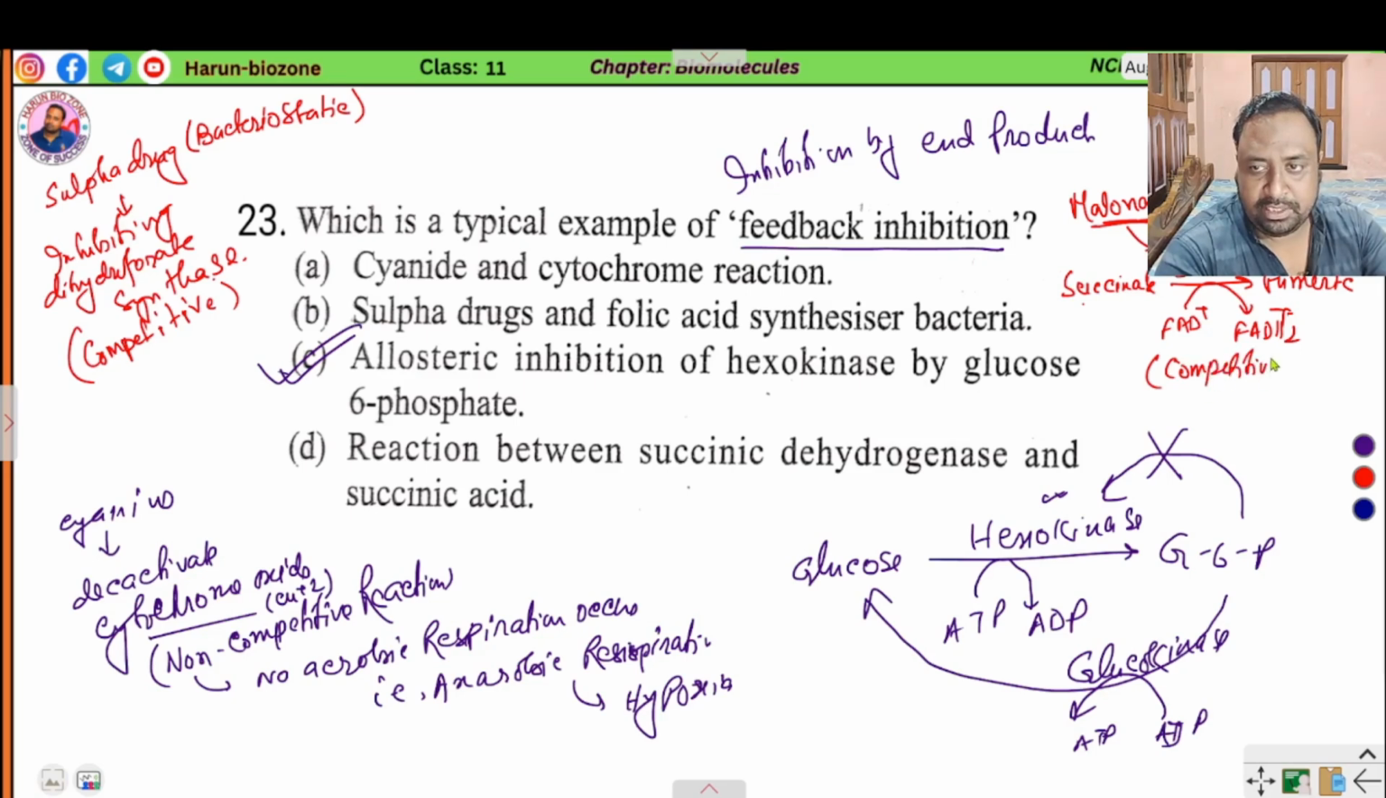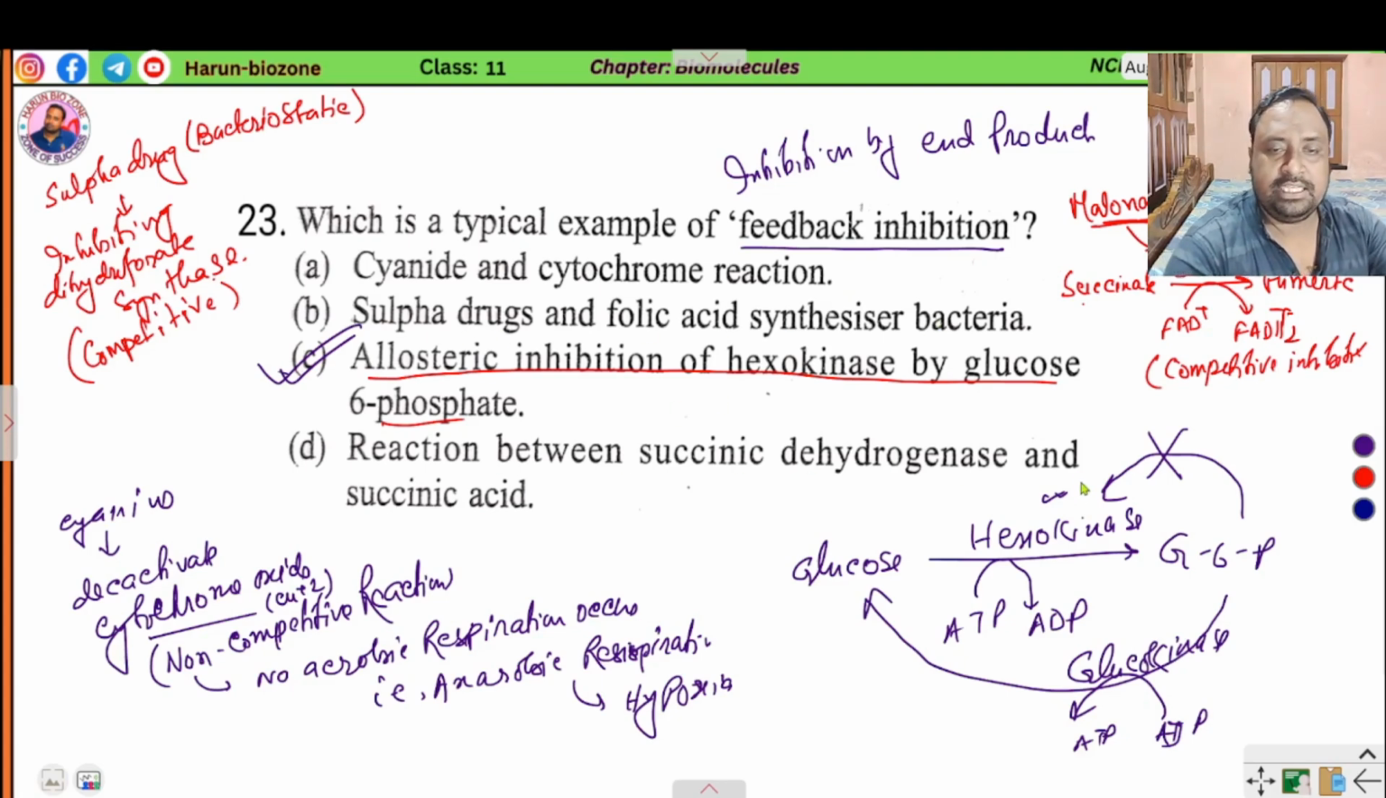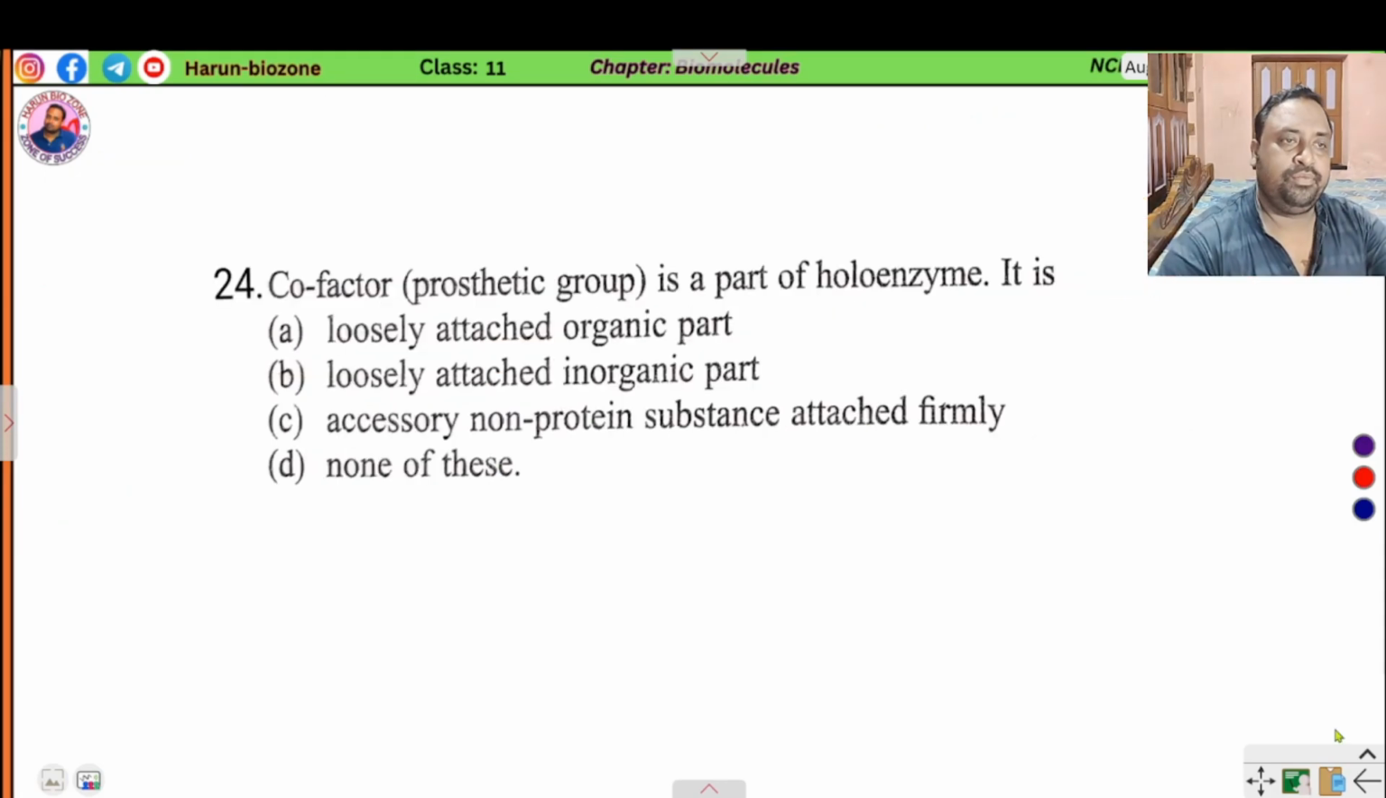So which is the example of feedback inhibition? The right answer is allosteric inhibition of hexokinase by glucose 6-phosphate. Cyanide is a non-competitive inhibitor, the sulfur drug is a competitive inhibitor, and the reaction between succinate dehydrogenase and succinic acid is also competitive inhibition. Question 24.